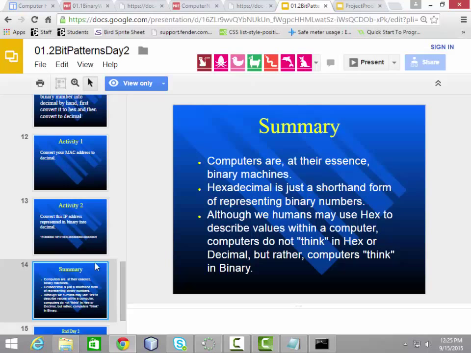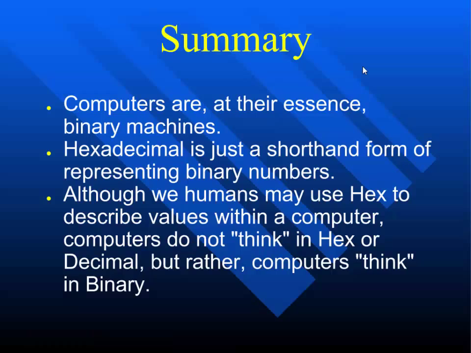Okay, so these are the main takeaways from today's lecture. Computers are at their essence binary machines. Hexadecimal is just a shorthand form of representing binary numbers. So although we humans may use hex to describe values within a computer, computers don't think in hex or in decimal, but rather computers think in binary. So be glad that you don't have to think in binary because it's really hard to do. Luckily, the computer translates most everything from binary to decimal.